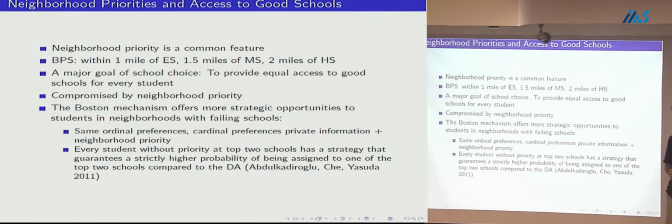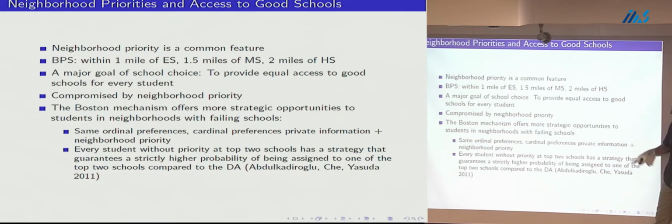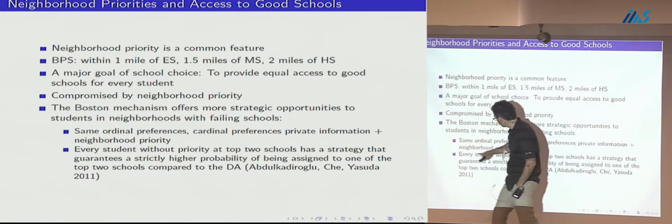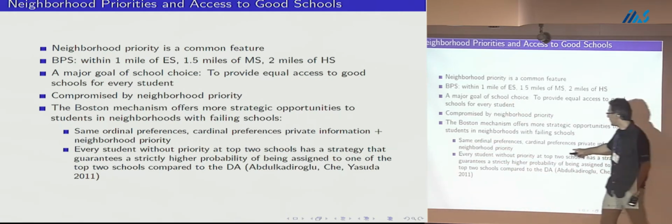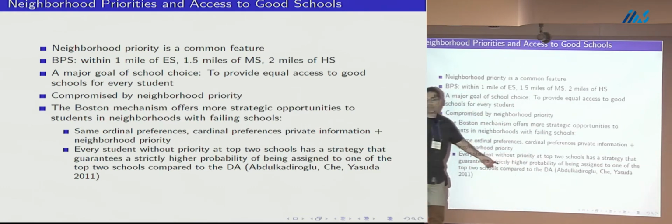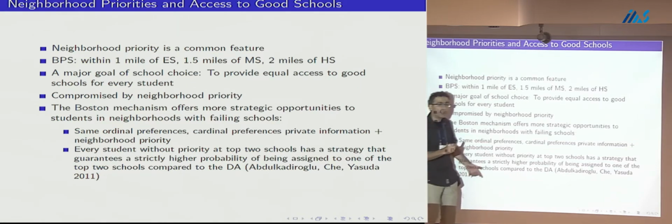And a major goal of school choice is actually to provide equal access to good schools, but the neighborhood priority compromises that goal. So how do mechanisms perform in terms of access to good schools? We can show that if we add neighborhood priority to our simple model, every student without priority at one of those top 2 best schools can have a strategy that guarantees a strictly higher probability of getting into one of those schools, under the Boston mechanism. That's in comparison to deferred acceptance.